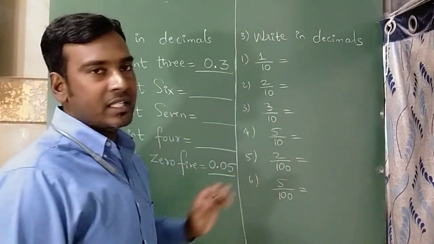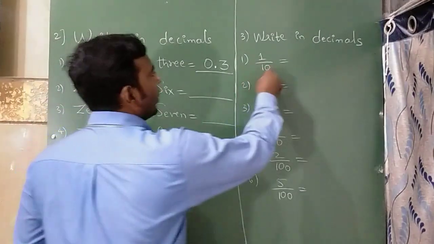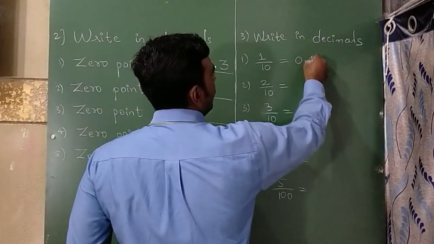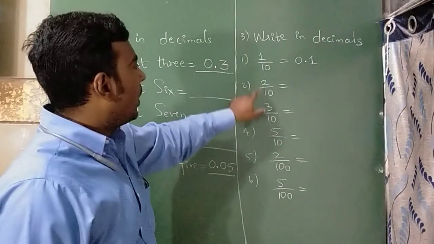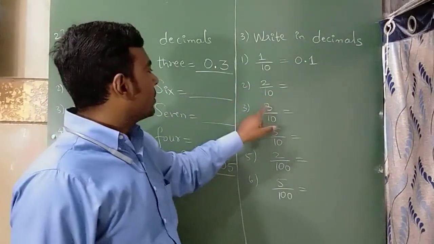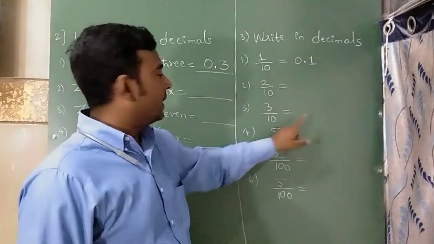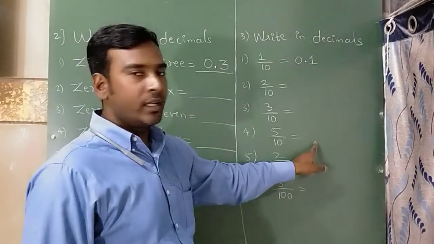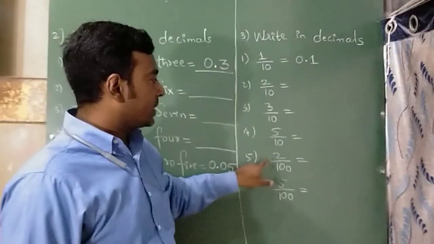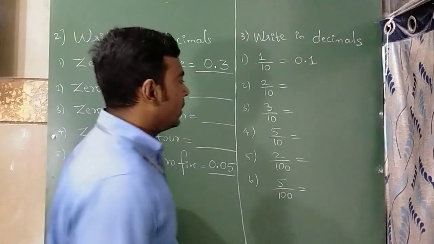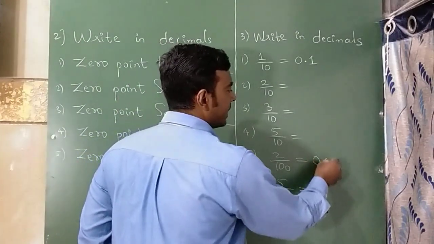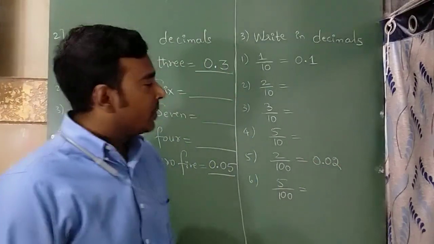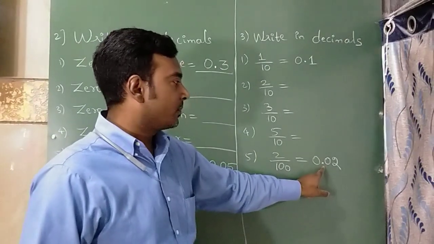So let's move on to the next, that is write in decimals. These are fractions. Fine. So 1 upon 10 is written as 0.1. 2 upon 10, 0.2. 3 upon 10, 0.3. 5 upon 10, 0.5. Now fifth question is 2 upon 100. So you need to write 0.02 because this is the 100 place.